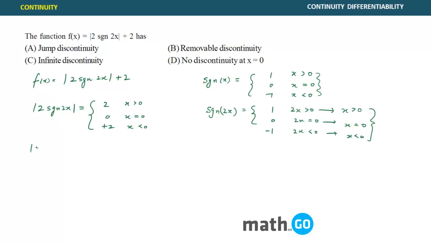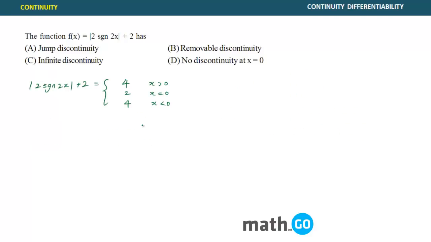And if I talk about the complete function, 2 signum 2x plus 2, how many values will it give me? This will give me 4 when x is greater than 0. For x equal to 0, not 0, it is 0 plus 2, right? So these are the three values that you will obtain, and in fact I can club them into two only. I would say 4 when x is not equal to 0, and it will take 2 when x is equal to 0. So can you tell me the diagram of this function now?